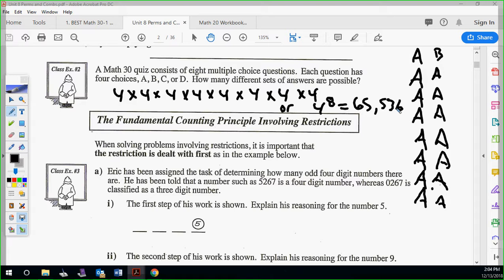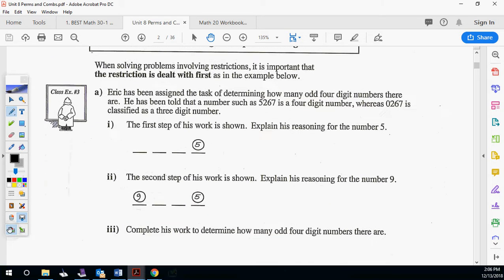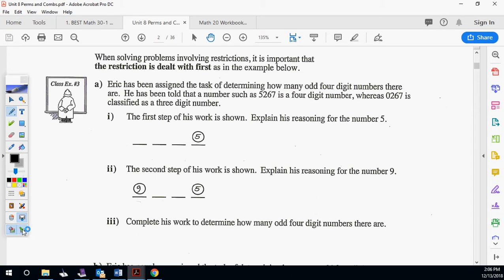Yeah. All right. So now, when solving problems involving restrictions, it's important to understand the restrictions are dealt with first in the example below. So you have to take into account sometimes there's restrictions, which means you have a limited amount of possibilities of what you would expect. Okay, so let's look at this. Look what this says, and it's very wordy. So ask questions if you need any clarifications.